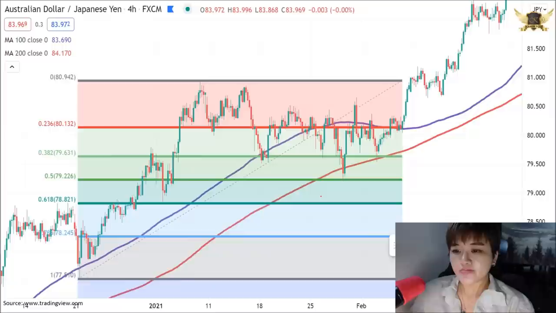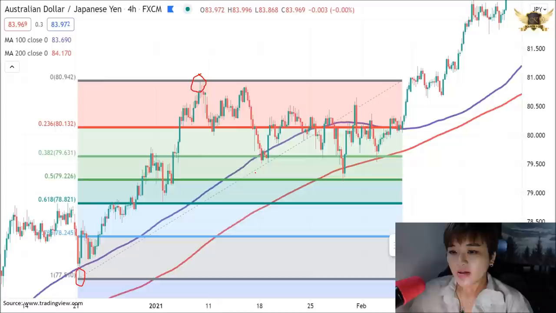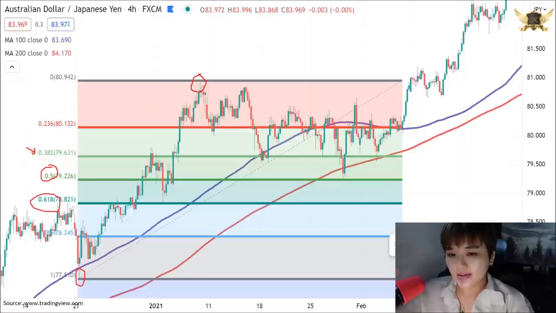Okay, so this is Fibonacci. For an uptrend, what you do is that you draw your Fibonacci from the swing low, recent swing low, to the recent swing high over here. Then you want the price to retrace to the 50% level and also the 61.8% level. The 38.2% level is not enough, in my opinion. It's still quite far away from the mean value.